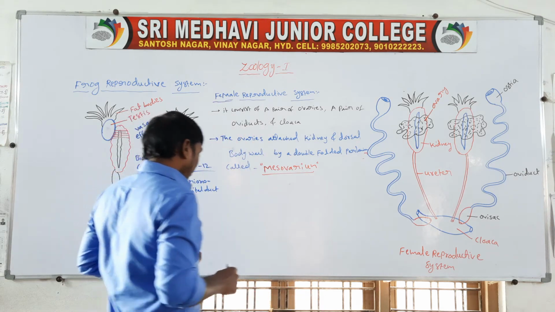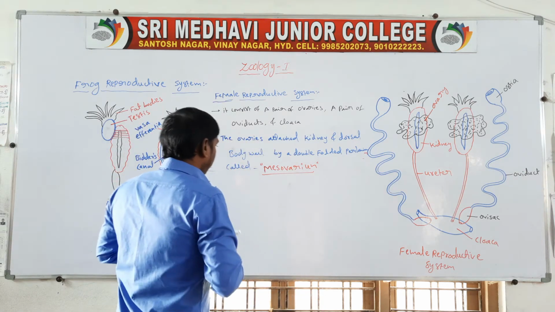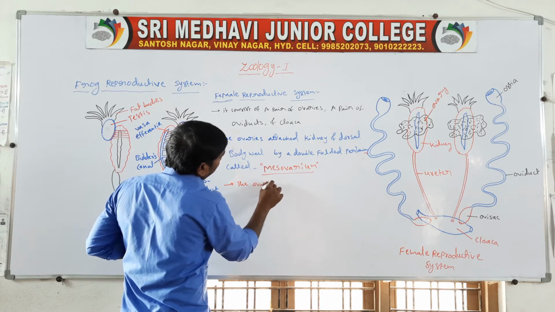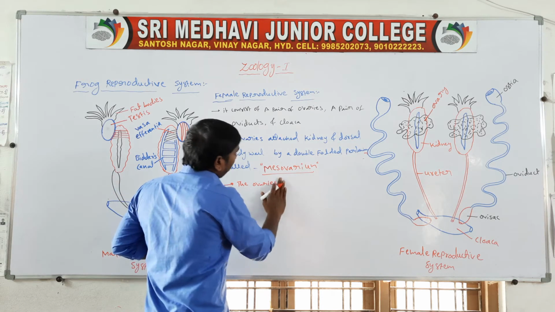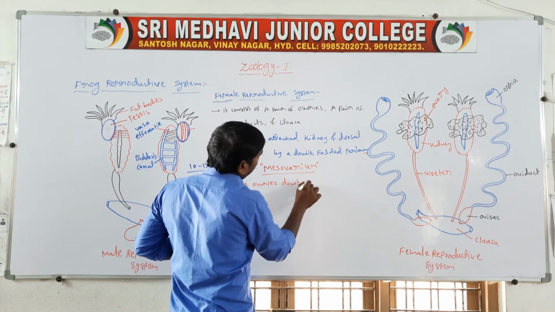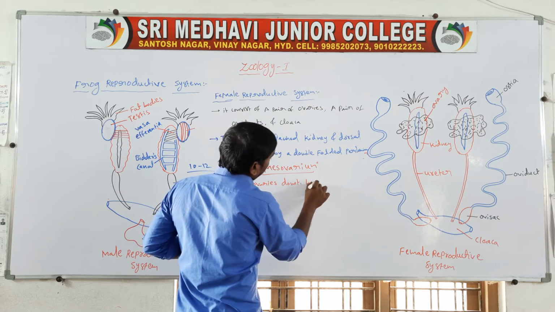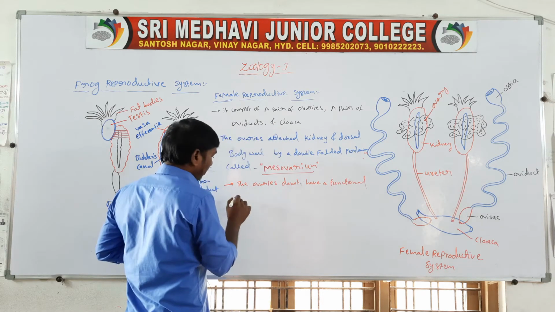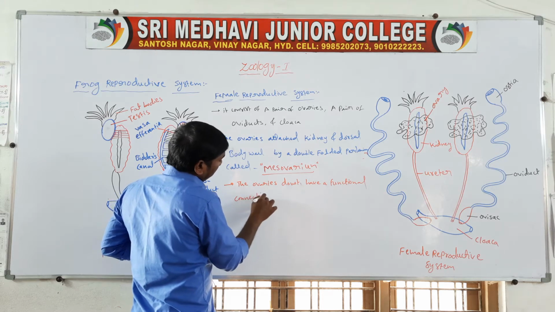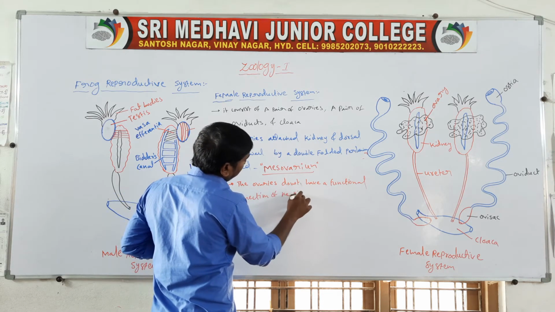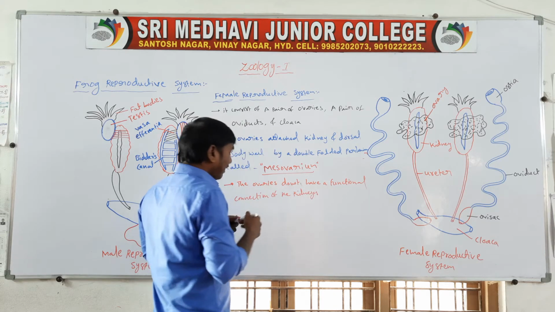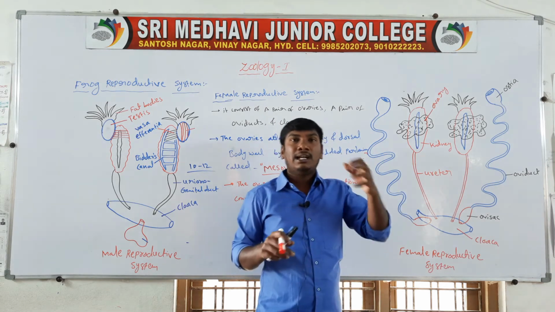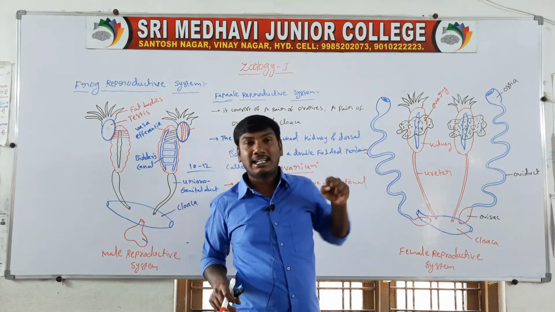Next one, the ovaries. The ovaries do not have a functional connection to the kidneys. So the ovaries do not have a functional attachment, a functional connection between the ovaries and kidneys.